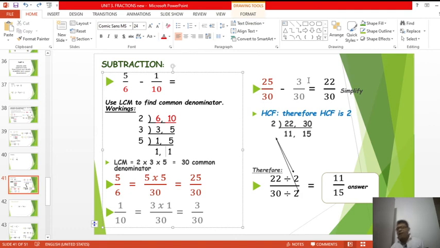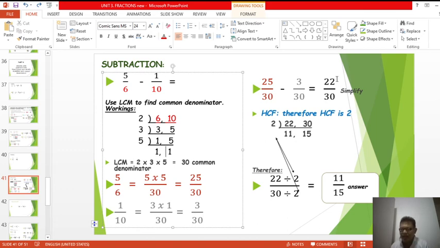So now, after this, it's not done yet. You know why? When I look at this 22 over 30, I can still simplify. And that is always the thing that you must do and you must remember. If the fraction can be simplified, then you have to do it. So here, the way I look at it, I can still simplify this fraction. So simplifying a fraction, use HCF. Okay, if you forget, go back to the previous video.